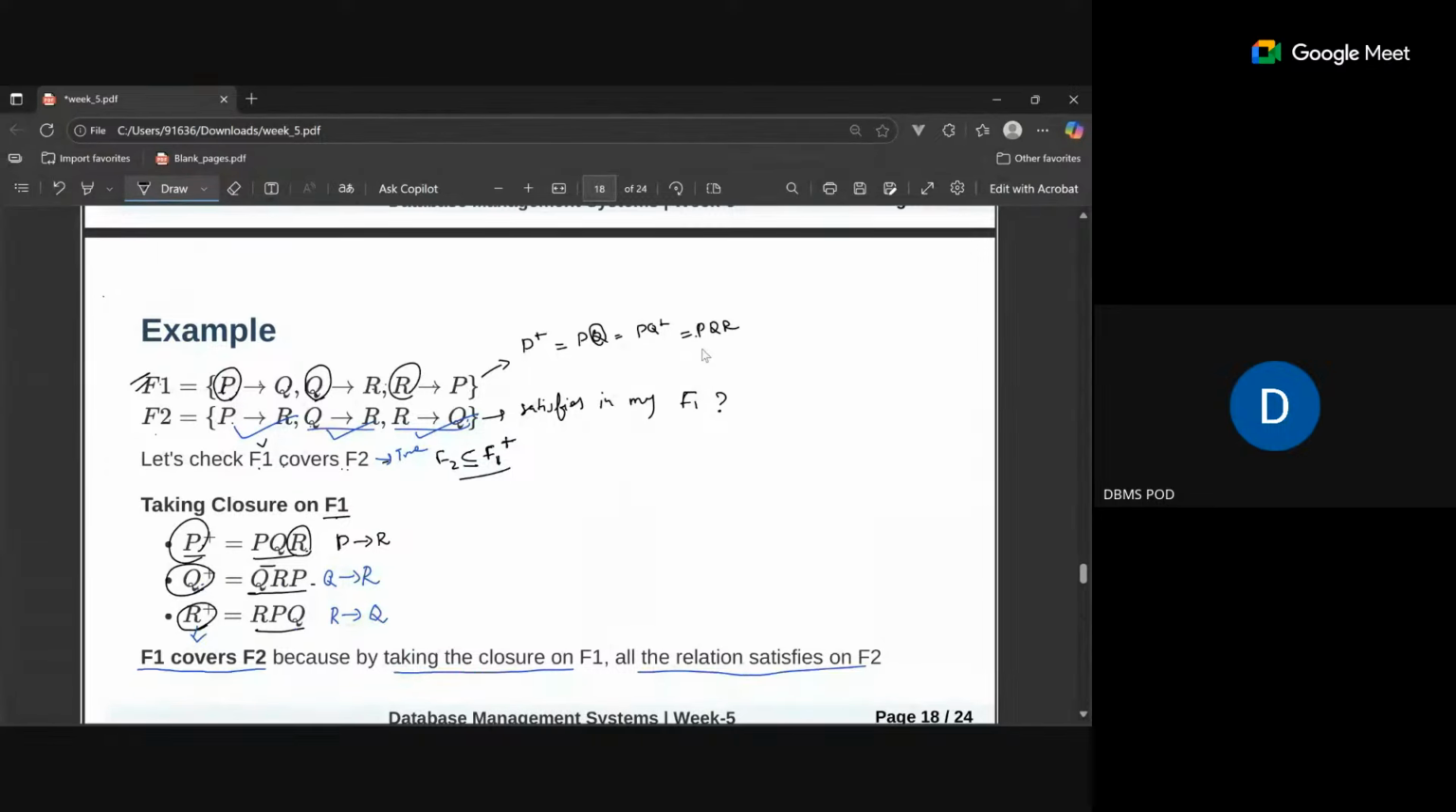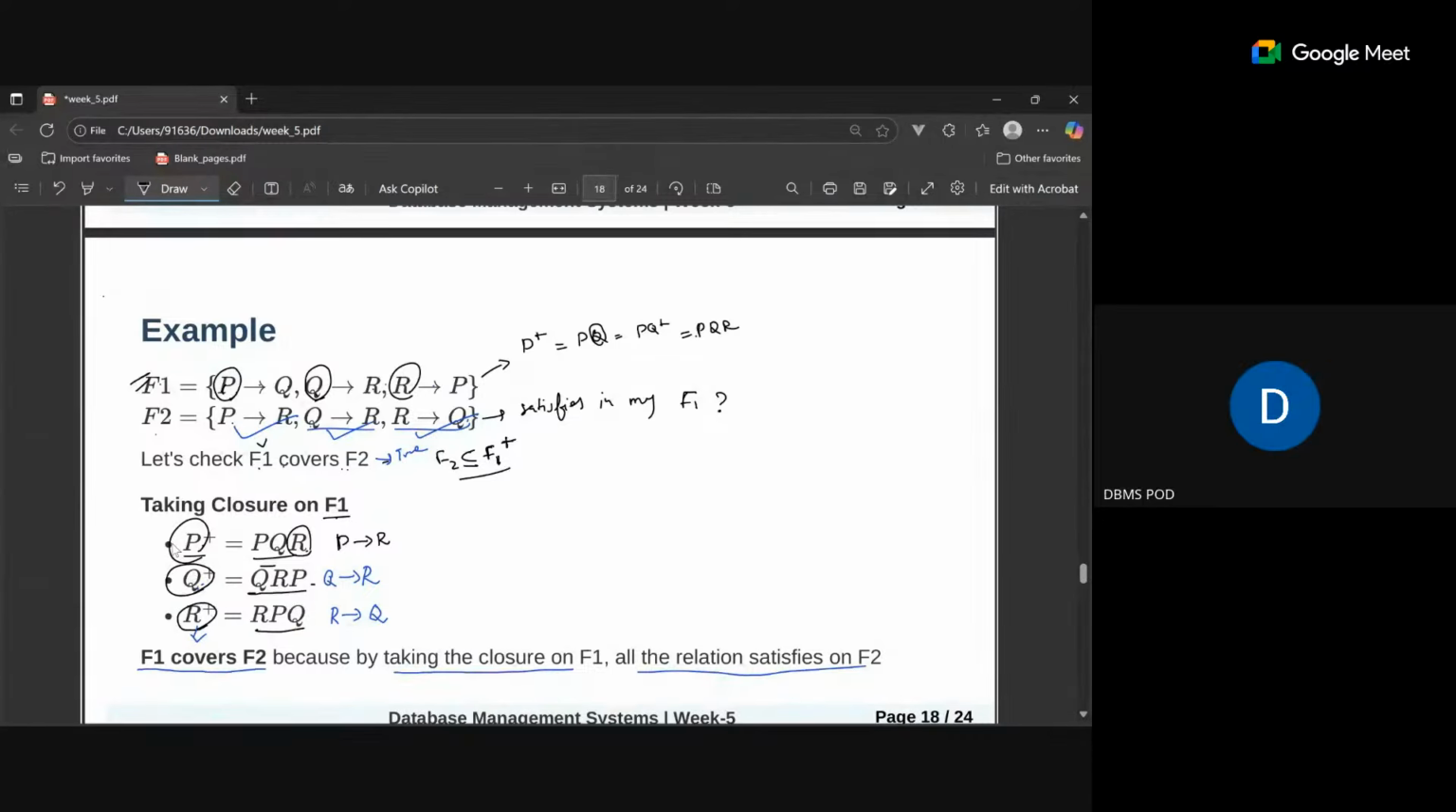Maybe there is one tutorial. Does sequence matter here? Yeah, see, sequence doesn't matter. So here you have written P plus is equal to PQR and Q plus is equal to QRP. So both are the same. Yes, same. So we can say P plus is equal to Q plus is equal to R plus. Here it is true, okay? Because everything has the same attributes on the right side.